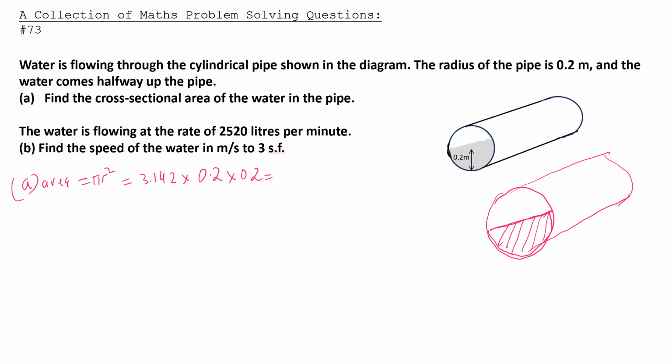No, that is right, because what we have to do is divide by 2. We have to divide it by 2, because the water is halfway up the pipe, so you have to divide it by 2 again. So if I divide it by 2, I would get, yes, 0.06284.